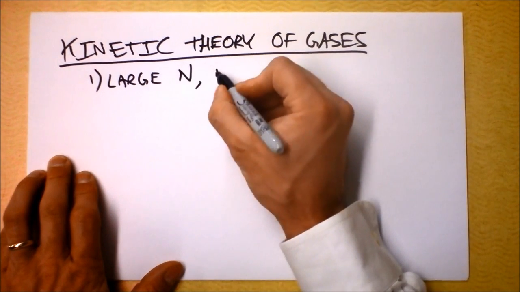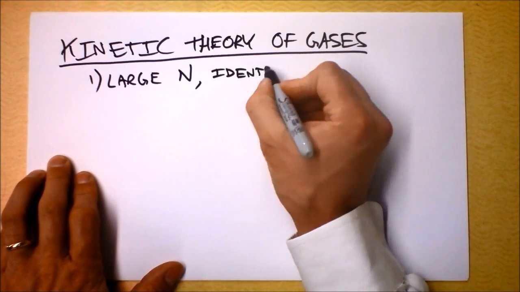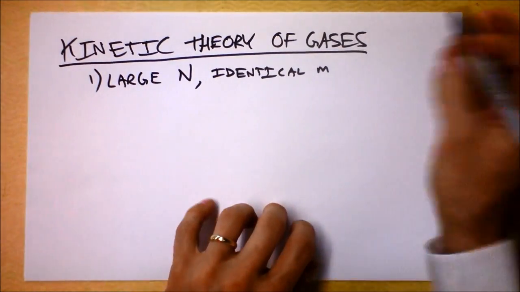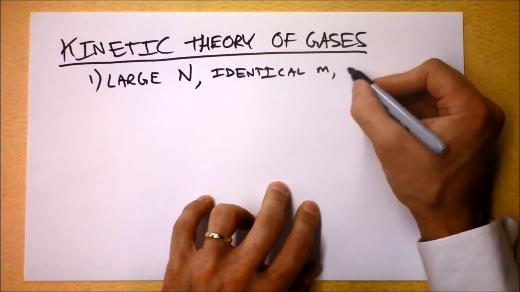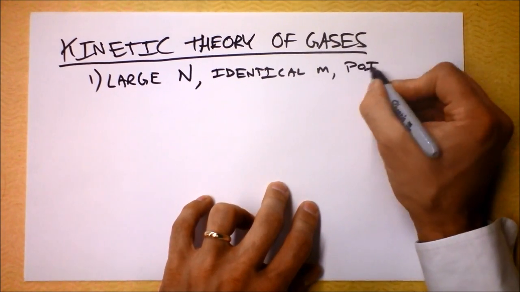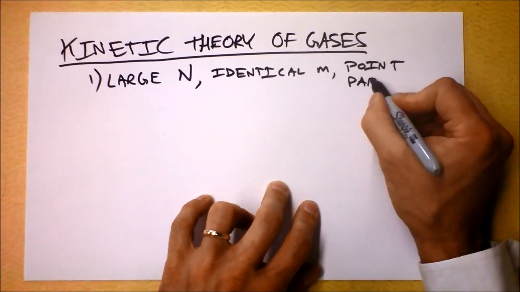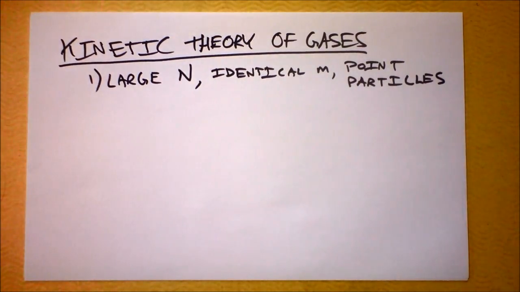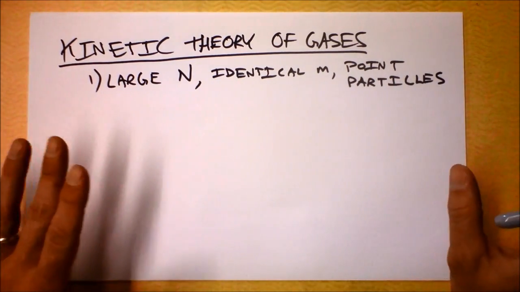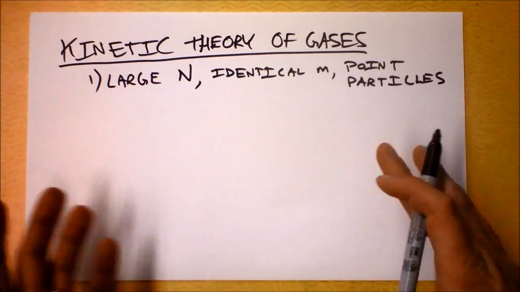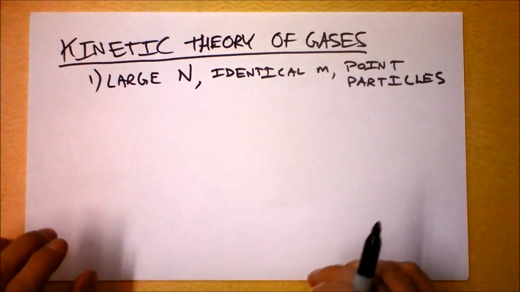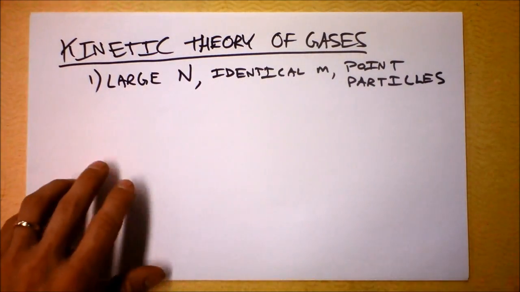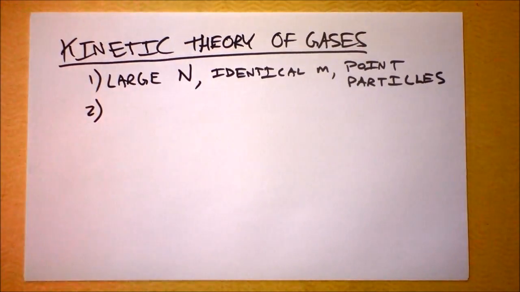Large N identical mass particles, and also point particles. That means that they have no volume. So again, this reminds you of the ideal gas law, because if they're point particles, they don't take up any space, and I could compress them infinitely, and that wouldn't be an issue. So I'm going to have to use these assumptions in key places today, but let's just throw that out there. Do you have any questions about that assumption?